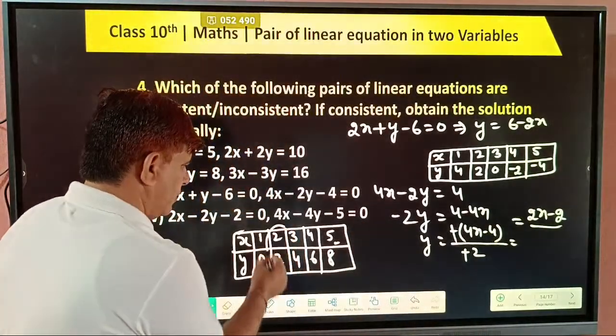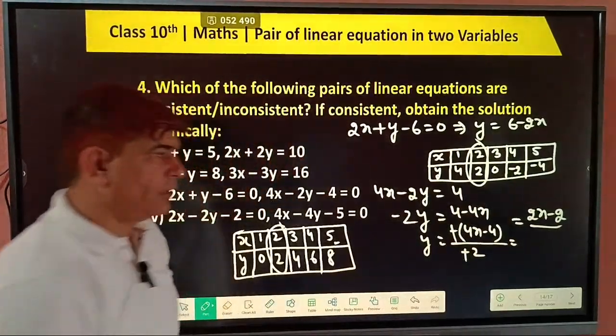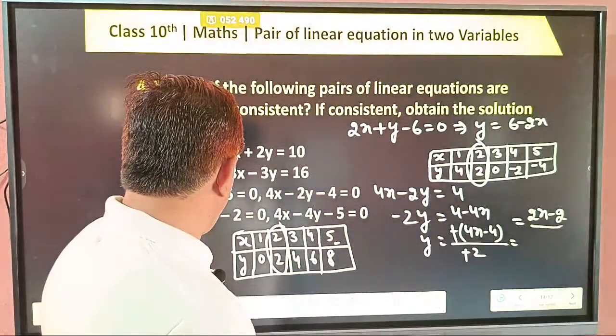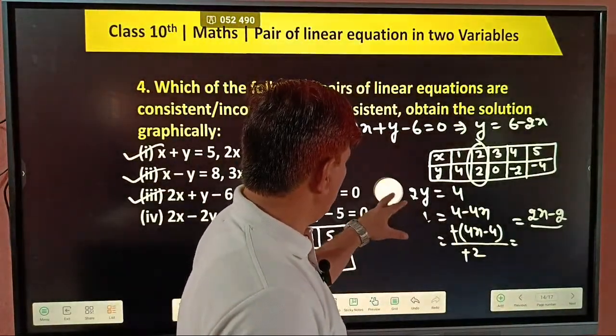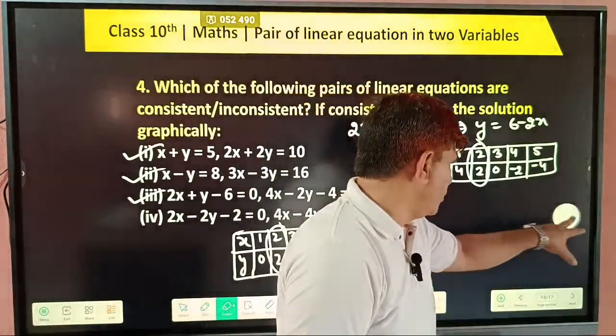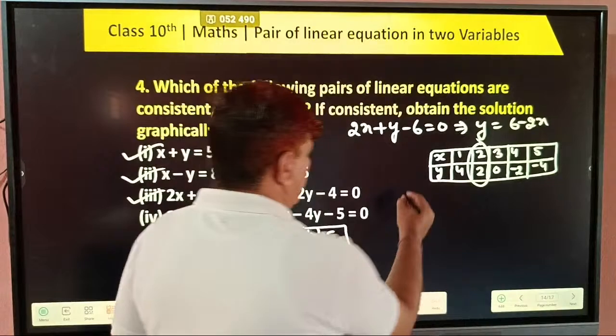So look here. 2, 2 and 2, 2. This is the solution of it. And how can we draw the graph of it? So graph I know. It's a unique solution. If unique solution, you know, straight lines intersect each other at one point.